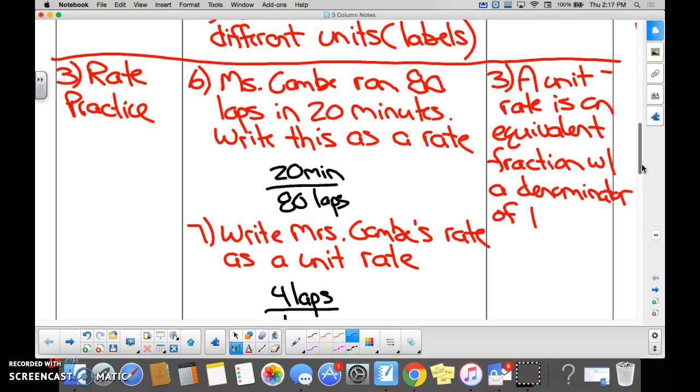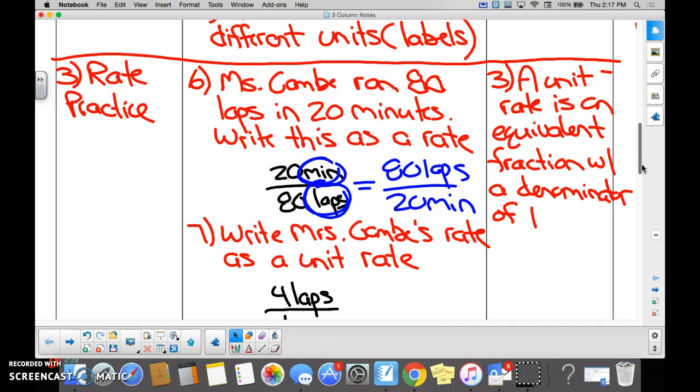We know it's a rate because it has what for the labels? Minutes and laps. Are they different? Yes. So it's a rate, right? Is 20 minutes per 80 laps the same thing as 80 laps per 20 minutes? Yes. Okay, and then number 7 asks you to reduce that into a unit rate.